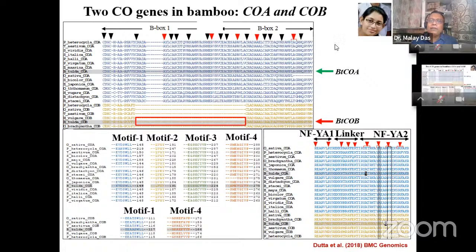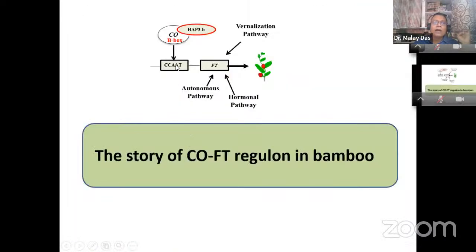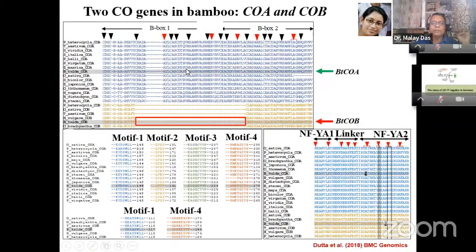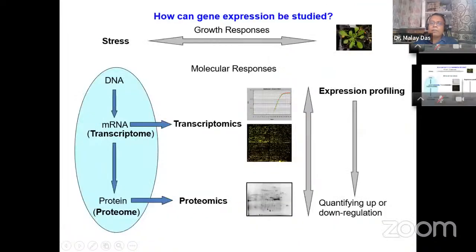And when we aligned this BtCOA and COB with other known constans genes, one interesting thing we already found is that in case of BtCOB, this part of B box 1 and B box 2 is absent in BtCOB. And as you recall, the B box is the region which is important for CO to interact with the CCACA region of FT. So that immediately gives us the clue that possibly for BtCOB, this interaction ability with FT is lost, because part of this important B box 1 and 2 region are lost in case of BtCOB.